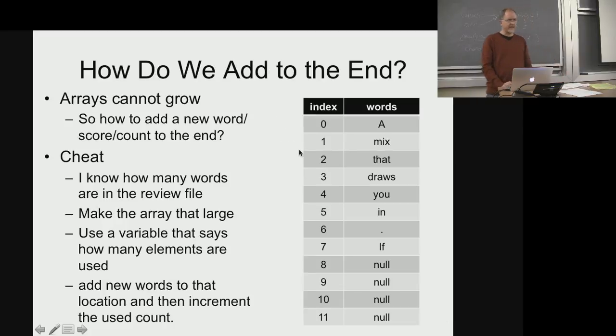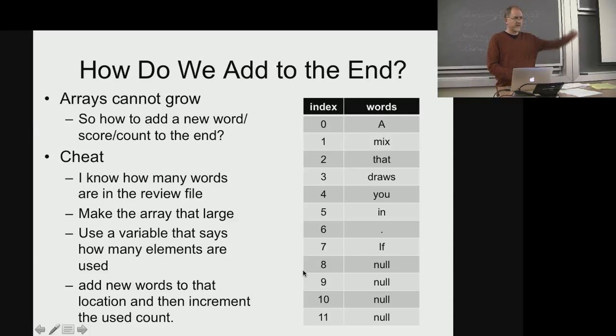Now, I keep saying we add to the end. Arrays are fixed in size, right? So we have a problem here. We can't just say, make the array bigger. Eventually, we will be able to say that. Instead, we're going to use a variable that tracks how far down the list we've used up already. So if we have all these words here, then we're going to say that there are 8 items that are used, and index 8 is the next location where we can start adding more words.